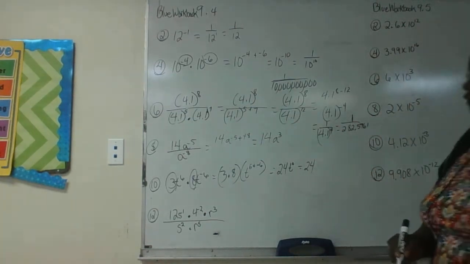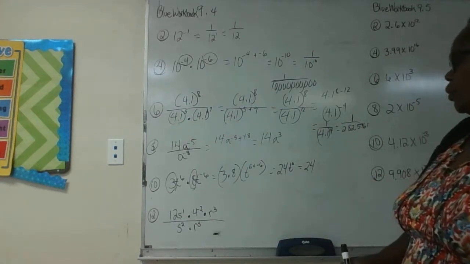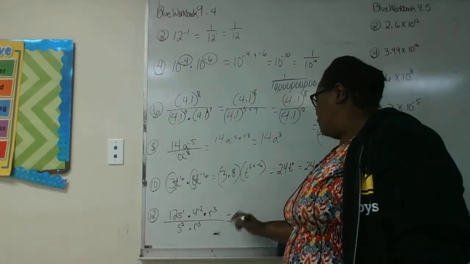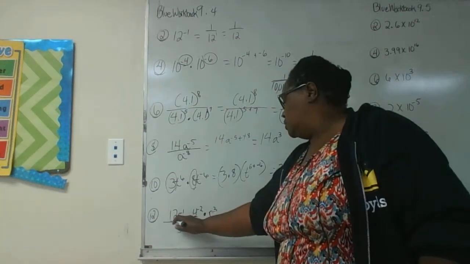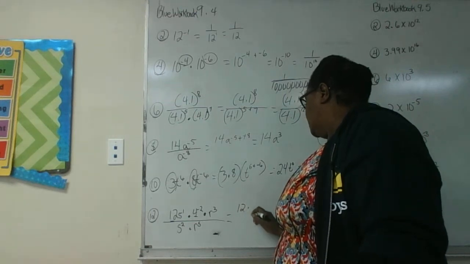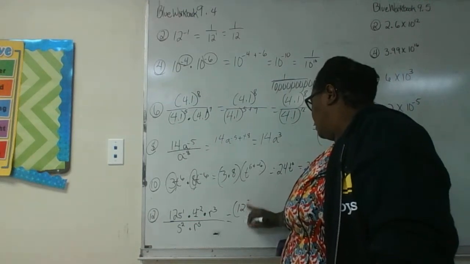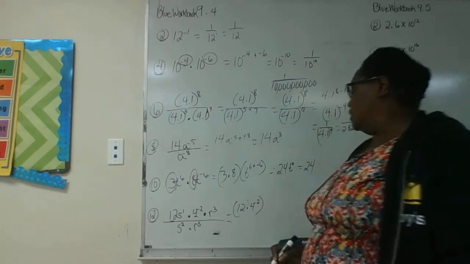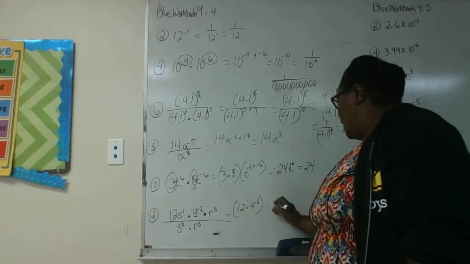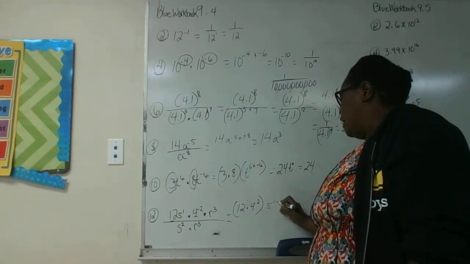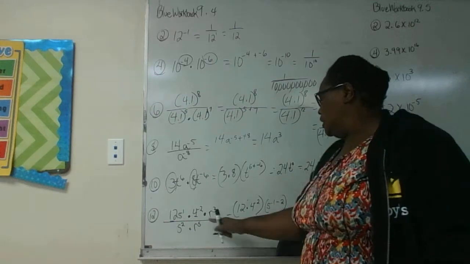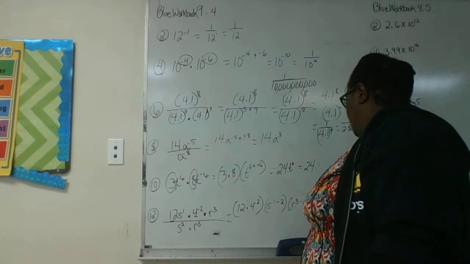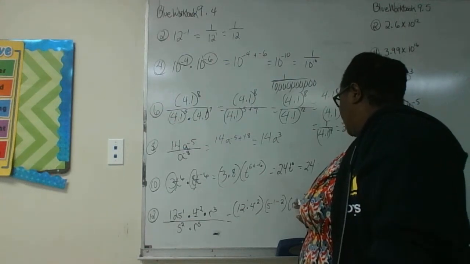Okay, let's move forward. Here we have 12's to negative 1. So we're going to take our whole numbers out. Our 12 times our 4 to the negative 2 power. Then our s's, we have s to negative 1, subtract 2. Then our r's, our r to the 3 minus our 5. Okay, that's what we have.